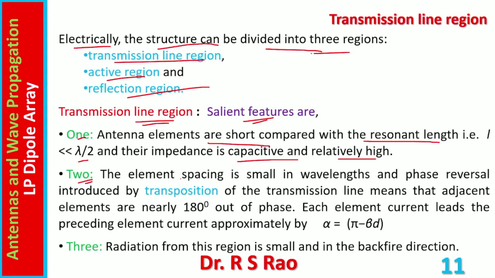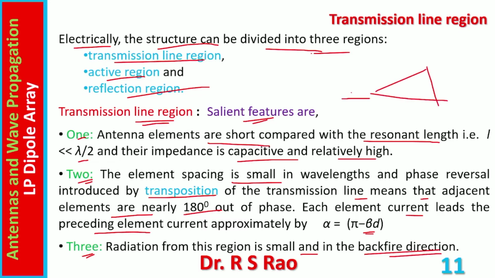Second feature, the element spacing is small in wavelengths, and phase reversal introduced by transposition of the transmission line means that adjacent elements are nearly 180 degrees out of phase. Each element current leads the preceding element current approximately by alpha equal to pi minus beta d. 3. Radiation from this region is small in the backfire direction. Backfire means like this is backfire.